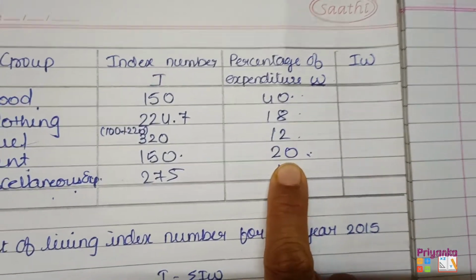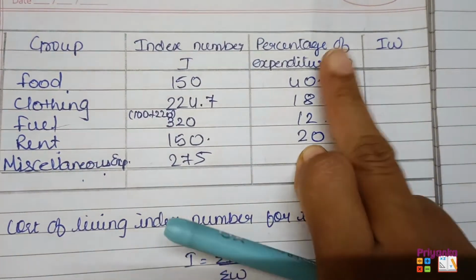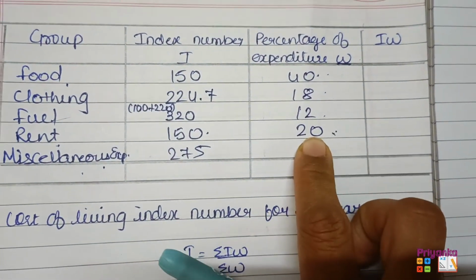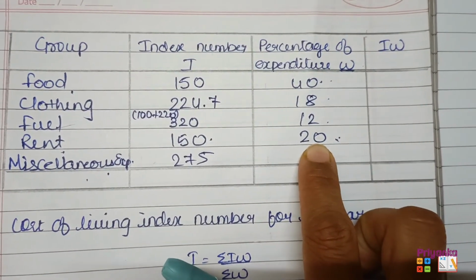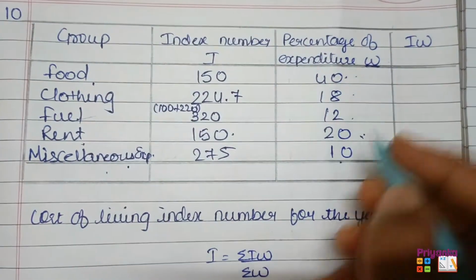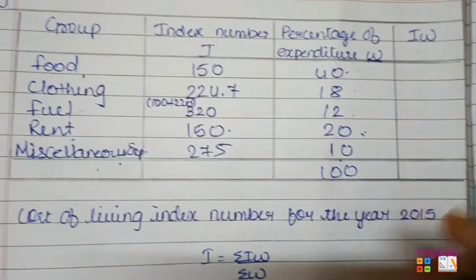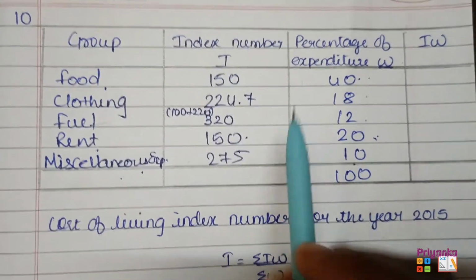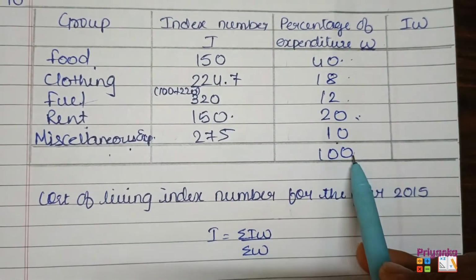आपको इन चार के ही weight दिए गए हैं क्वेश्चन में. इन चारों को अगर आप ऐड करते तो you will get 90. तो 100 में से 90 माइनस किया तो बैलेंस will be for the miscellaneous expense. So weight is 100.